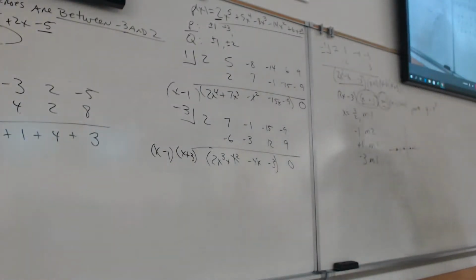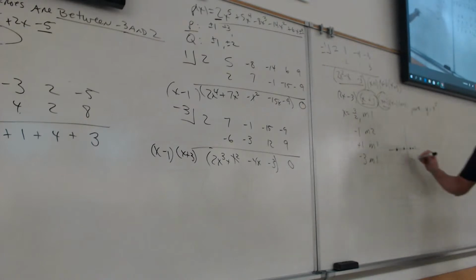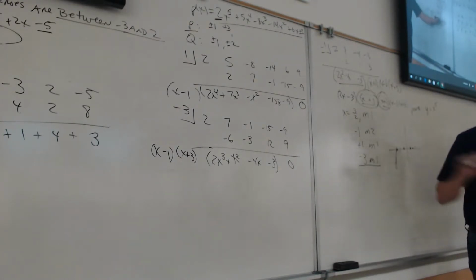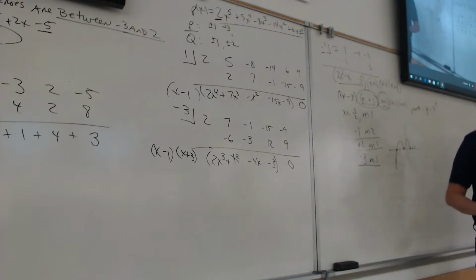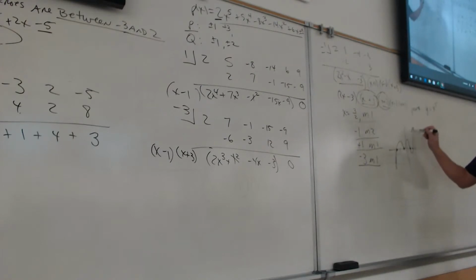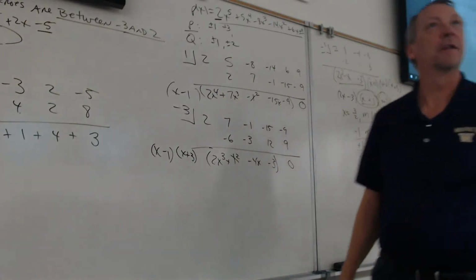So it starts high or low, Debbie? Low. Sure? Yes. Okay, good. All right, it starts low. We're going to come to -3, and it crosses. And then we're going to come to -1, and it bounces. And then we're going to come to +1, and it crosses. And then we're going to come to 1.5, and it crosses again. There you have it. Okay?